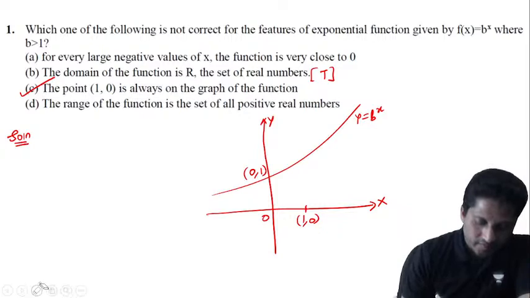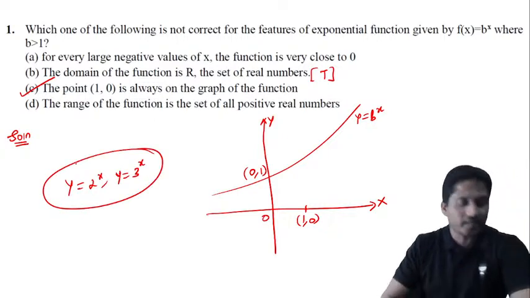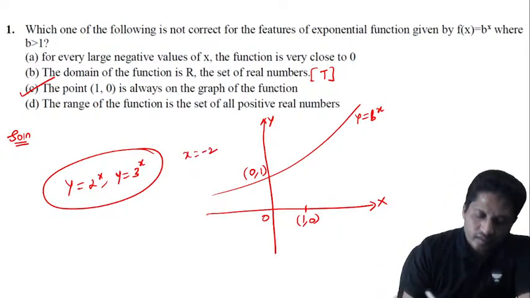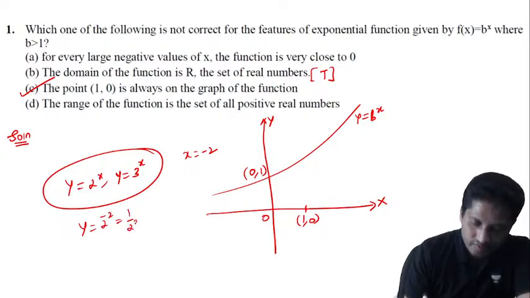The exponential function cannot be negative, even if it is y is equal to 2 power x, 3 power x, or 4 power x, anything. Let's say if I take x is equal to minus 2, you will get y is equal to 2 power minus 2, which is equal to 1 by 2 square, which is equal to 1 by 4. So obviously this is positive, even this is true for the range of the function.